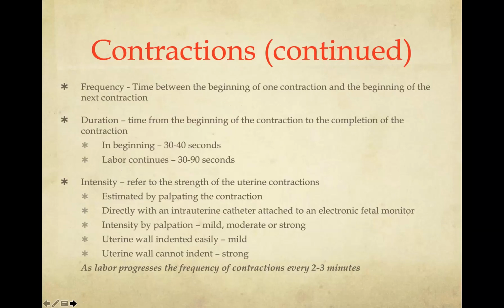The intensity refers to the strength. Like I told you, it can be estimated by palpating the contraction directly, with an intrauterine catheter, or an electronic fetal monitor. You can palpate it. It's going to be really hard, and you're not able to indent. If it's mild, you may be able to indent. If it indents easily, it's mild, and if you cannot indent it, it's strong. And the frequency of the contractions as labor progresses is about every 2 to 3 minutes.